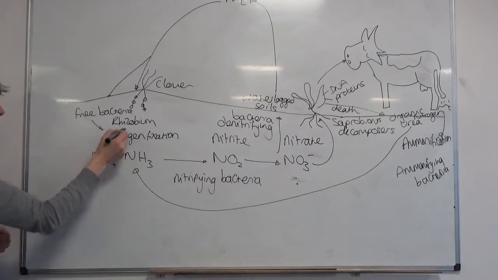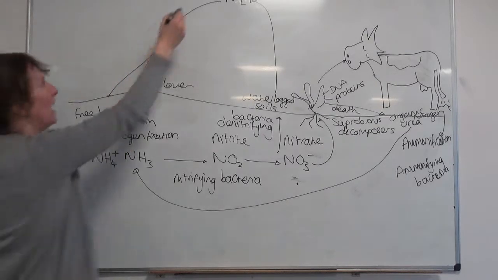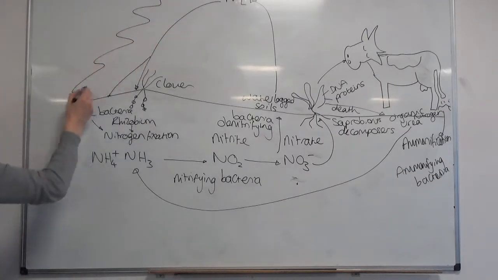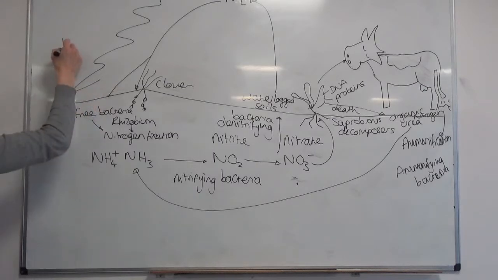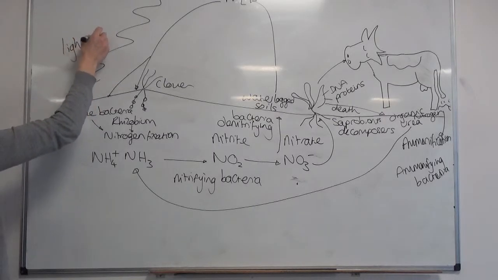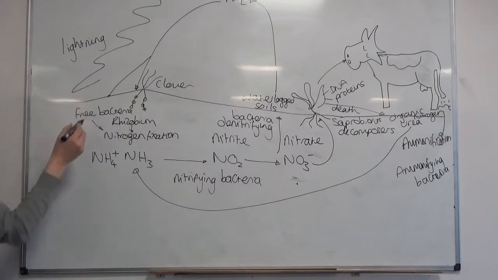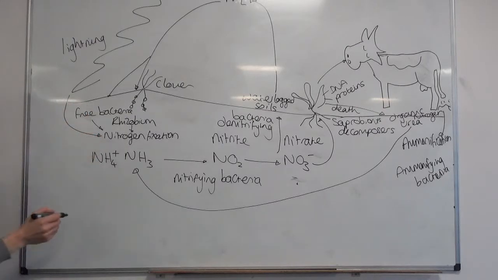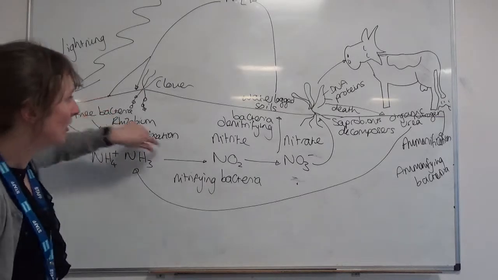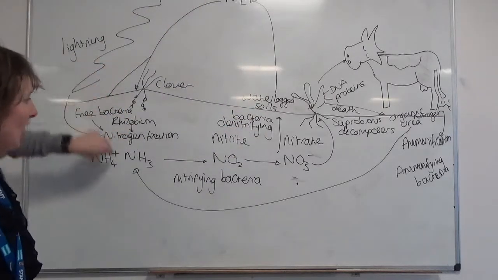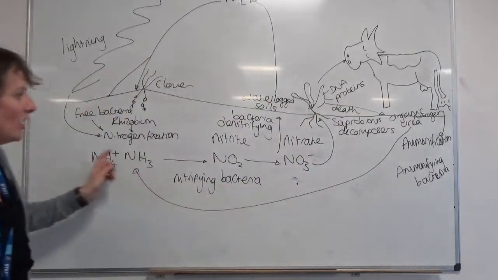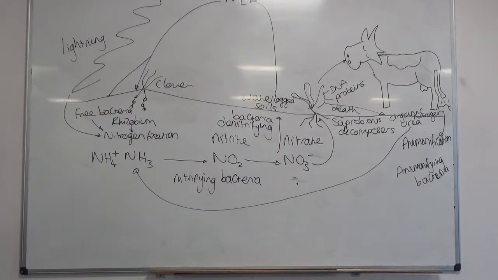You can also have a lightning bolt that can cause fixation of nitrogen as well. Okay, so it's a cycle. So we have this cycle, and then within that you've also got this cycle. So it's multifaceted cycles. Is that okay? Any questions on any of that? That make sense?